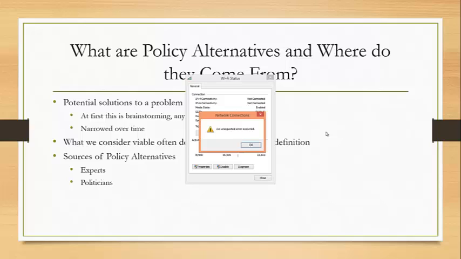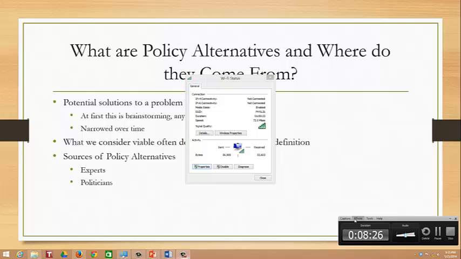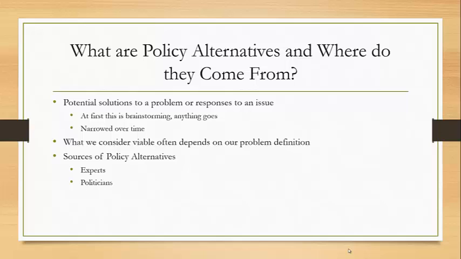They have a limited amount of time and a limited amount of energy. And so a typical politician gets a lot of help in coming up with their policies and their policy alternatives from experts. They may have an idea, but they're going to have staffers or lobbyists or policy experts do the research to figure out exactly how something might work.